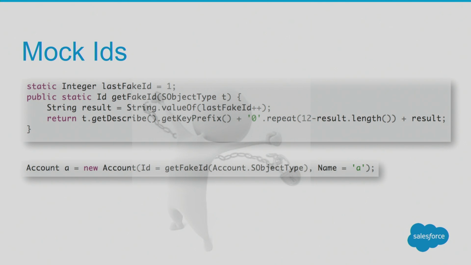Okay, so another secret to getting this to work is creating mock IDs. Some of you may be aware that you can create mock IDs, and you can use those as lookup fields and master detail relationship values, and they work just fine. All you really need is the key prefix for the SObject type, and then you just generate a number to tack onto the end. That's it, and it works really well.